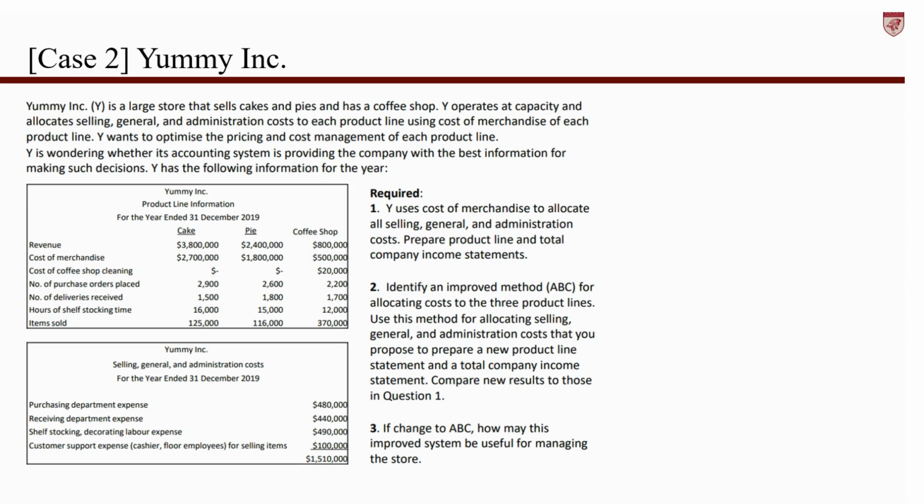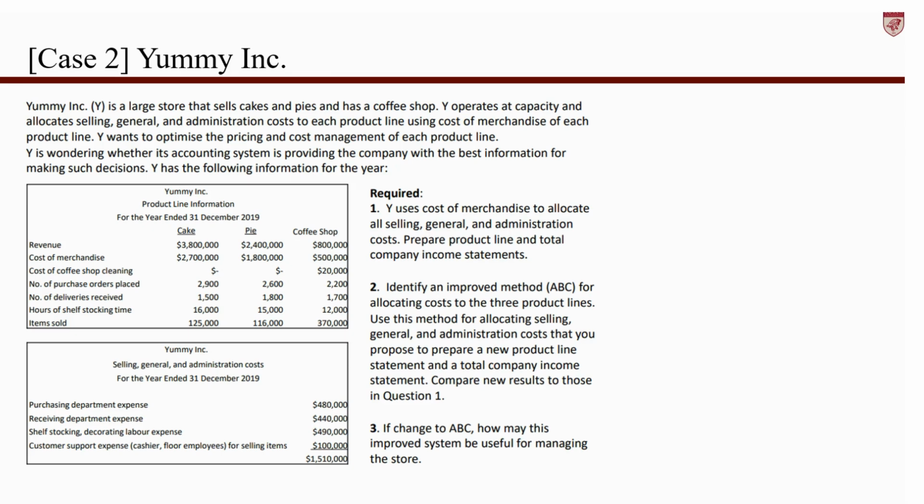Okay, so this company is a large store that sells cakes and pies. It also has a coffee shop. Yummy operates at capacity and allocates the SG&A to each product using the cost of merchandise of each line. And this company now wants to optimize pricing and cost management, so they are wondering whether they can provide the best information for making such decisions and are considering using ABC.